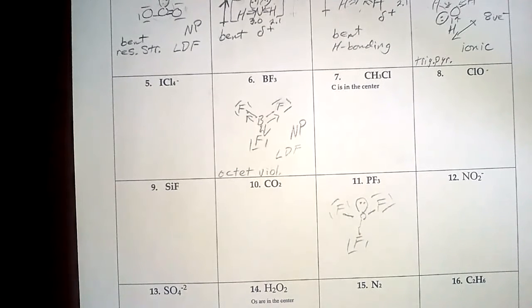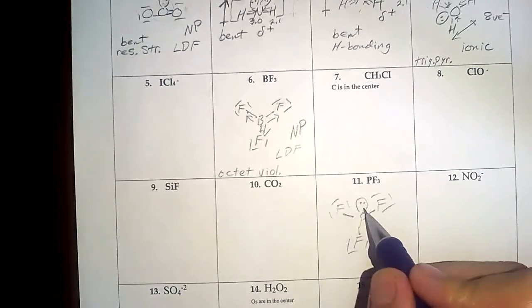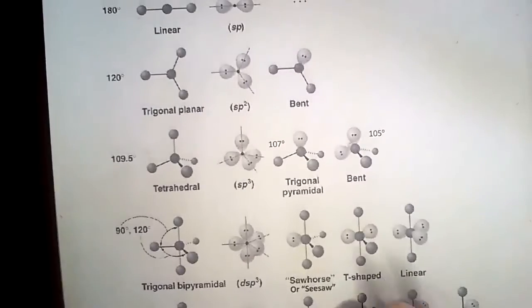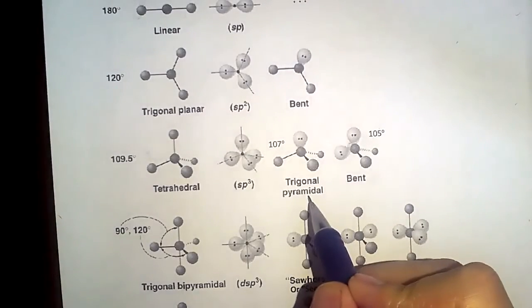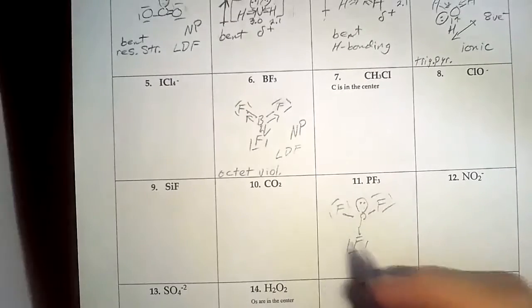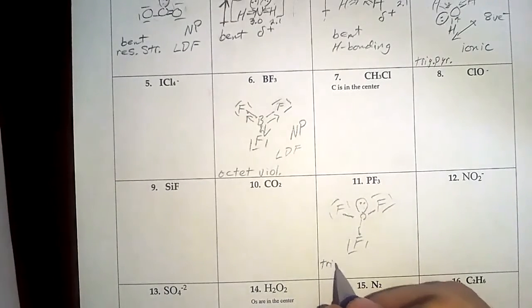All right, so what shape is that? How many bonds and how many clouds? 3 bonds and 1 cloud. 3 bonds and 1 cloud would mean it is trigonal pyramidal. So how about we abbreviate that for time and space?